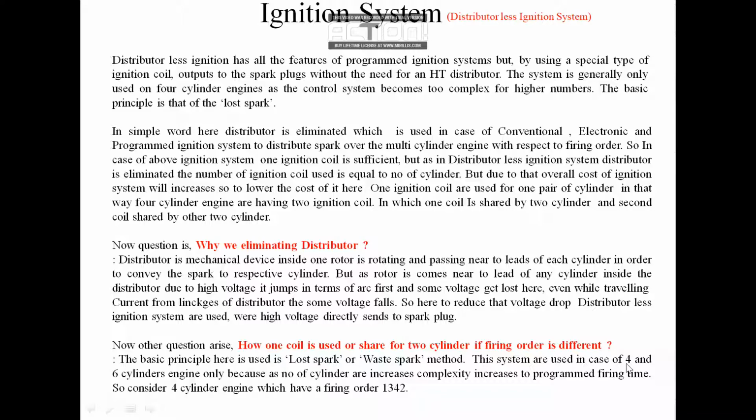In the non-waste spark type, we have a number of ignition coils equal to the number of cylinders. Means if you have four cylinders in the engine, we have four different ignition coils, and all four ignition coils are coupled with the ECU. The first cylinder has an individual ignition coil, the second cylinder has its own ignition coil, the third cylinder has its own ignition coil, and through the ECU, suppose this is the ECU.